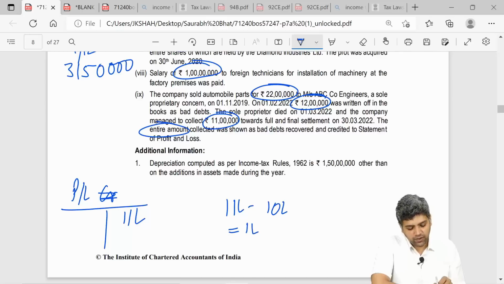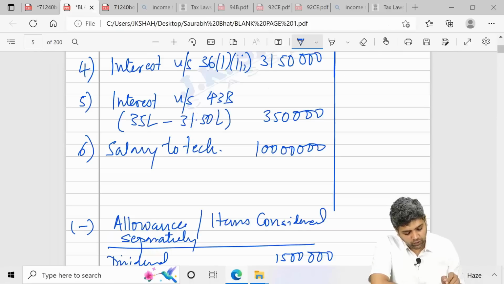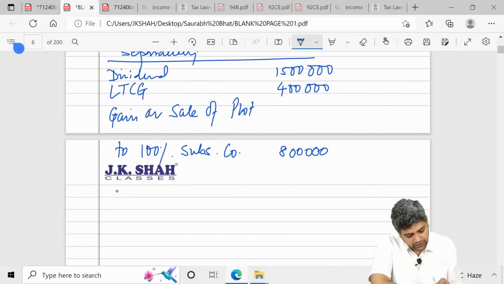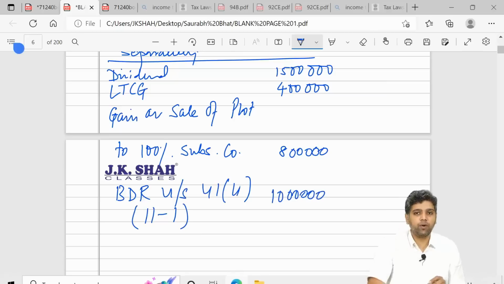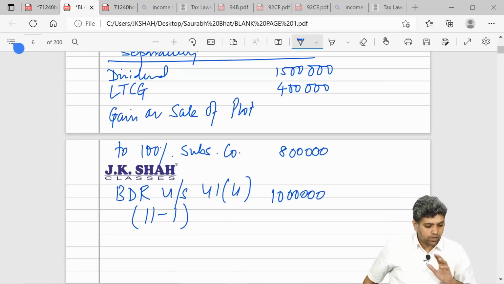But as against 1 lakh, I have shown the entire 11 lakhs as income, and therefore the excess 10 lakhs which I have shown as income, I will now reduce from my taxable income. I will say bad debt recovery under 41(4), that is 11 minus 1, 10 lakh rupees will be reduced. This is a very important adjustment. I would like to repeat this.